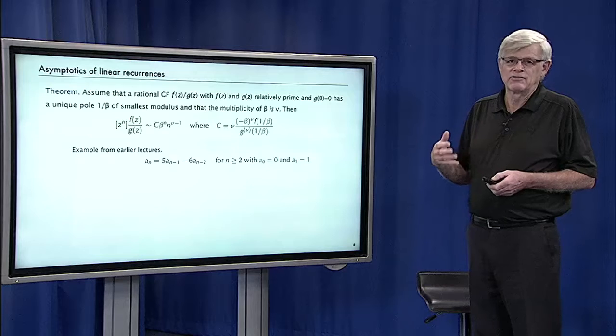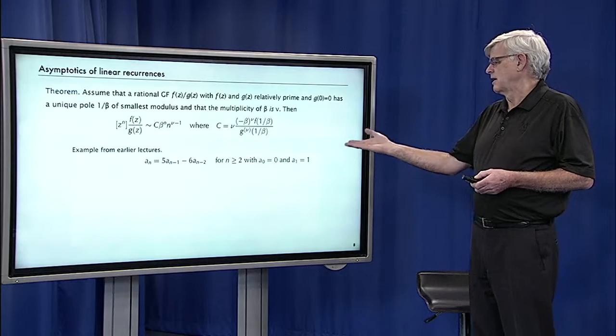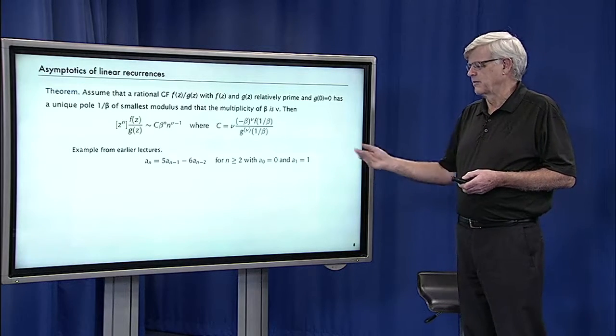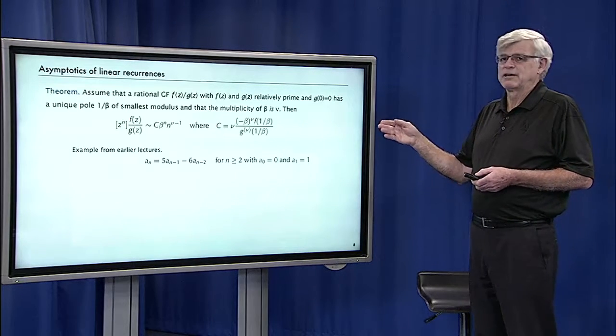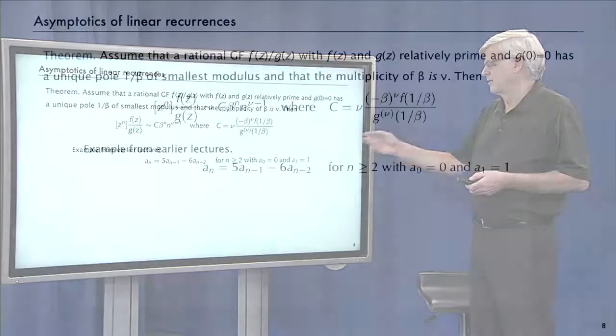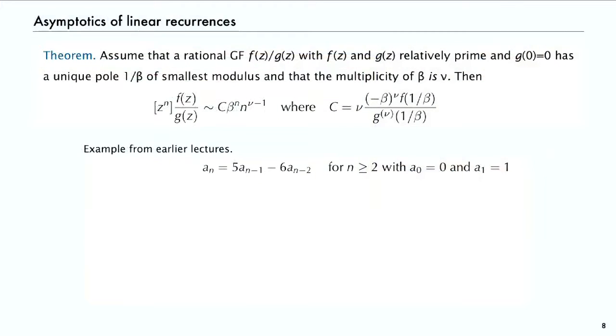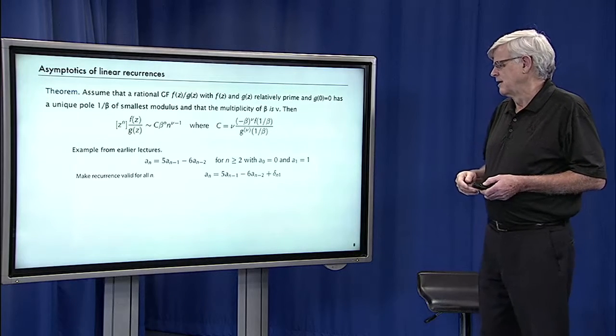Here's how analysis would go for a recurrence, say like one of the earlier recurrences that we started out with: a sub n equals 5 a sub n minus 1 minus 6 a sub n minus 2, and a 0 equals 0 and a 1 equals 1. So we only worry about the root of g that's smallest.